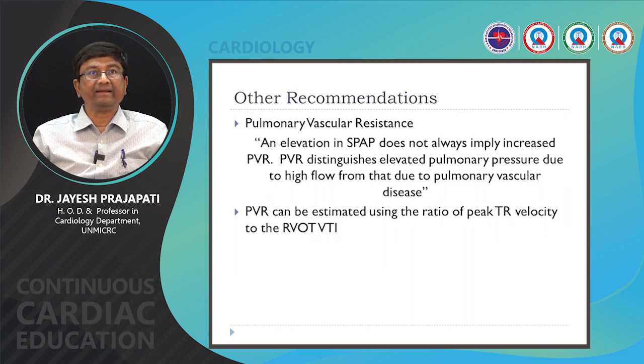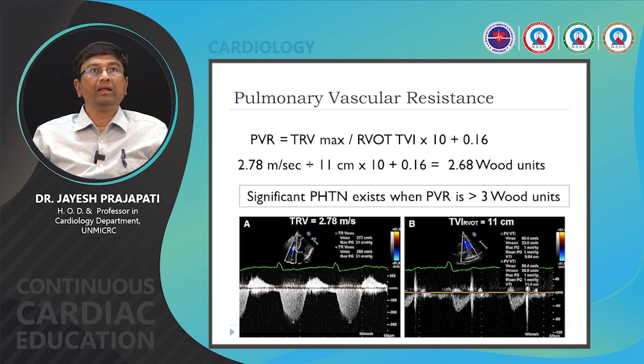Which are the other recommendations? PVR we can also calculate by formula. PVR can be estimated using a ratio of the peak TR velocity to the RVOT VTI. So PVR can also be calculated by echocardiography. This is how we can estimate pulmonary vascular resistance from the TR velocity and RVOT VTI.